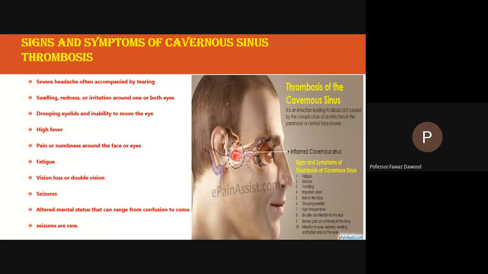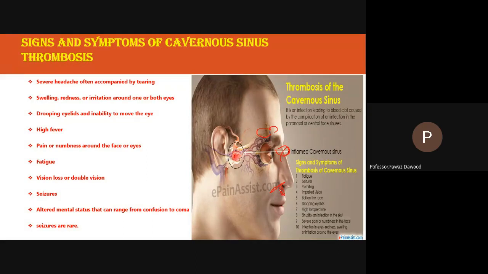Another complication is called cavernous sinus thrombosis, thrombosis of the cavernous sinus as a result of infection. Sometimes a tooth, especially an upper tooth, is considered to be the source. And even infection of the paranasal sinuses, whether the ethmoidal sinus, nasal sinus, or frontal sinus, all of them are considered a source of infection. The upper maxillary teeth, as we know.